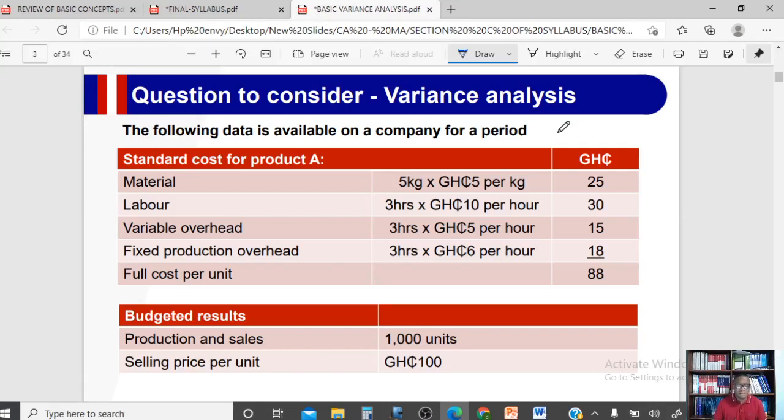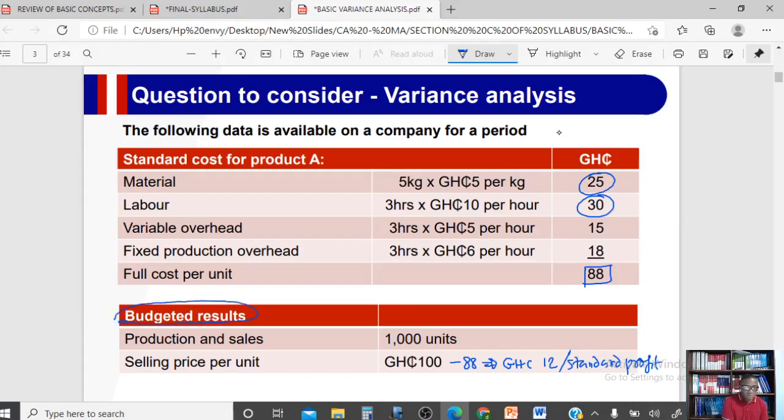It says the following data is available on a company for a period. On the standard cost, which we saw in the previous video, materials will take 5 kilograms, each costing 5 Ghana, making 25. Labor is 3 hours at 10, making 30. Then variable overhead absorbed on the basis of labor hours at 5, and 6 for fixed production overhead. That gives the full production cost, and we are told that the product sells for 100. So if the cost is 88, then 12 Ghana is the standard profit on this one.